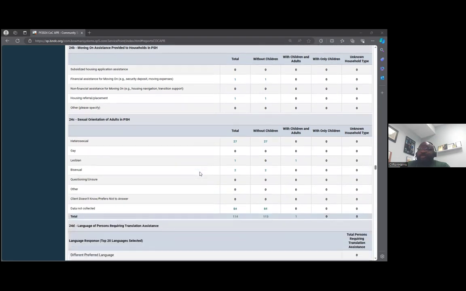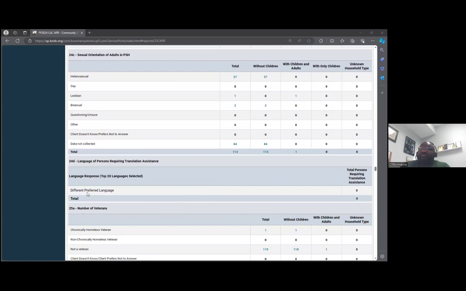And then all the PSH clients remaining in the program on October 1st should have the sexual orientation of adults answered. At the bottom of the intake assessment, there's a sexual orientation question. It's required for PSH, so all the adults should have this question answered. And then 24D is translation assistance, if someone happens to need translation assistance, and what language it is. So that's basically the main 24 questions.